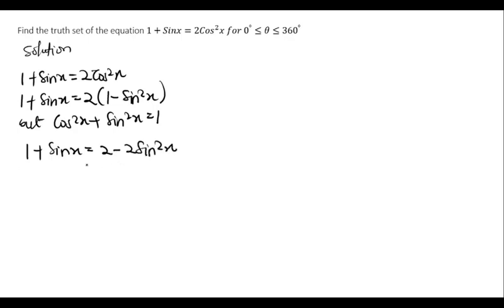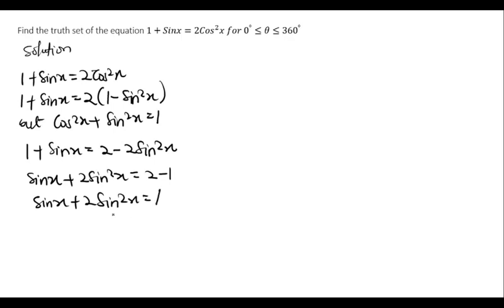Okay, so let's group like terms and see. So we have sine x over here, then plus 2 sine square x is equal to, we have 2 over here, we bring the 1 over here, so it becomes minus 1. So this is what, sine x plus what, 2 sine square x is equal to what, 1 over here. So let's bring the 1 over here. So we have, let's rearrange it. We have 2 sine square x plus sine x, then the 1 will come here to become what, negative 1 is equal to 0.